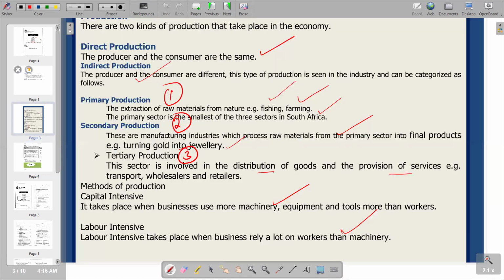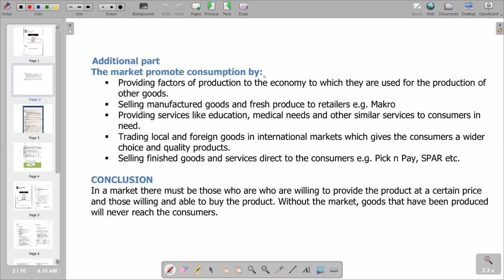You'll see that now we are saying the market promotes consumption by providing factors of production to the economy, which are used for the production of goods. So if you want labor as a factor of production, you go to the labor market. That's where you're going to get labor. That's what the explanation is just trying to illustrate.